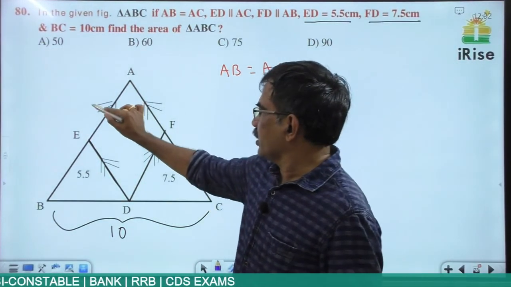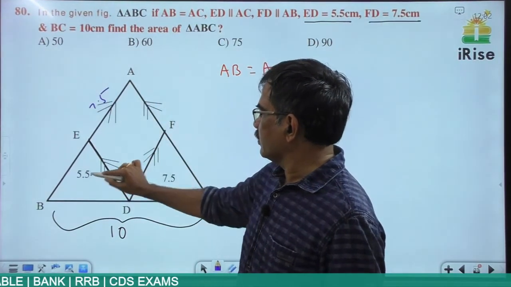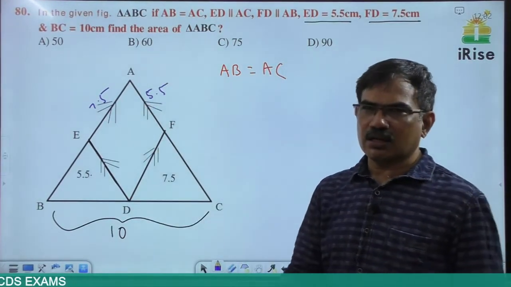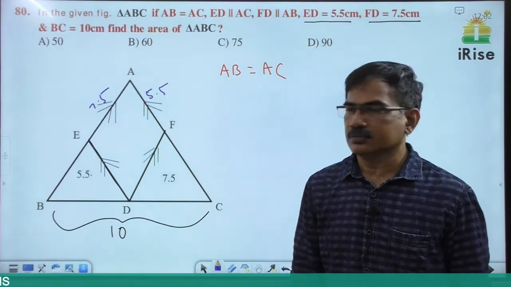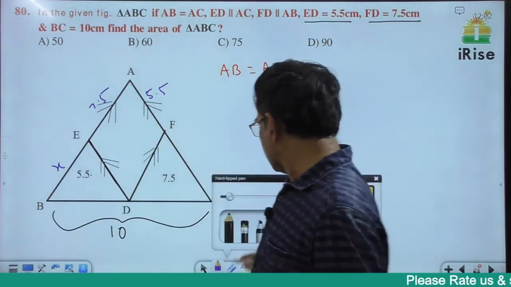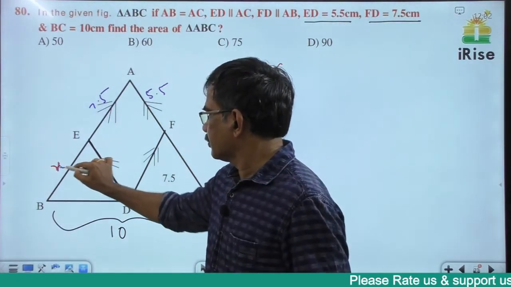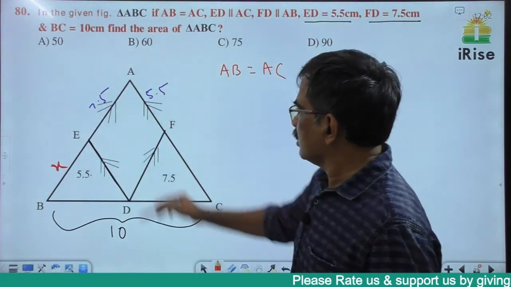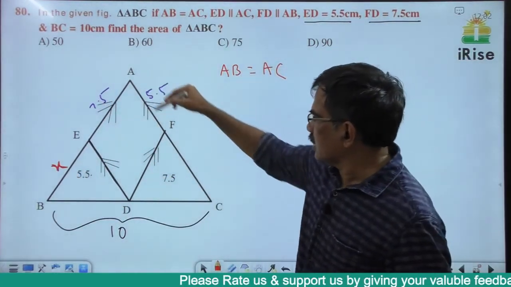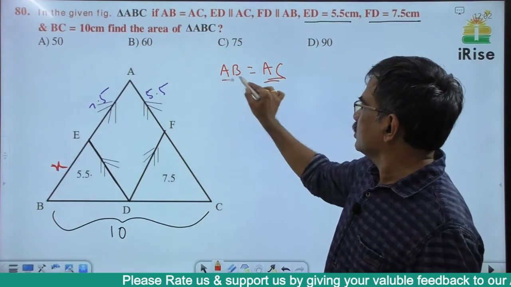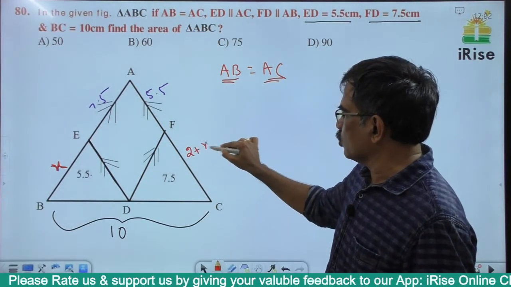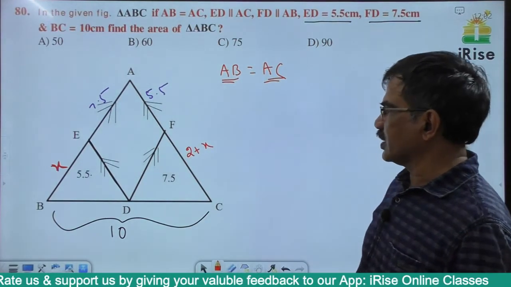If this is 7.5, this length is also 7.5, this is 5.5, this is also 5.5. In a parallelogram, opposite sides are equal. I want to consider this as x. And this total side is 7.5 plus x. Therefore, this is also 7.5 plus x because these two are equal. Already this is 5.5.